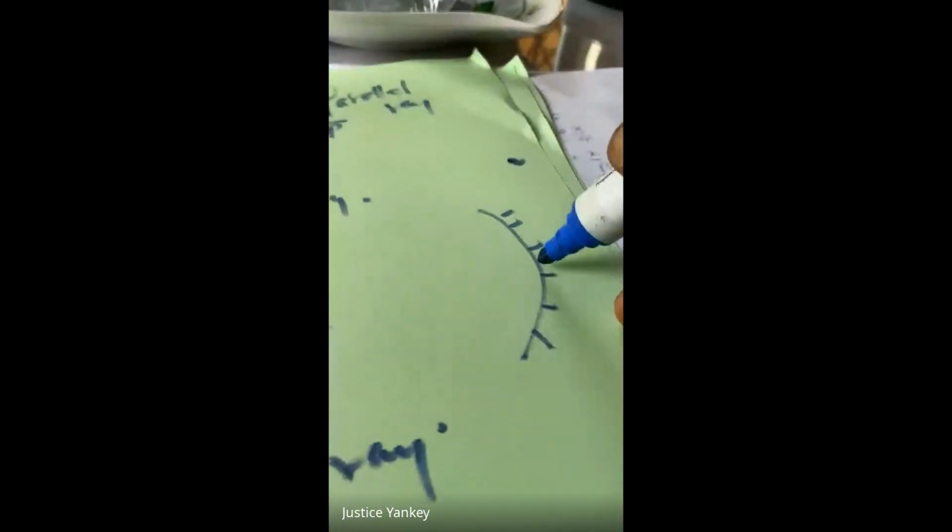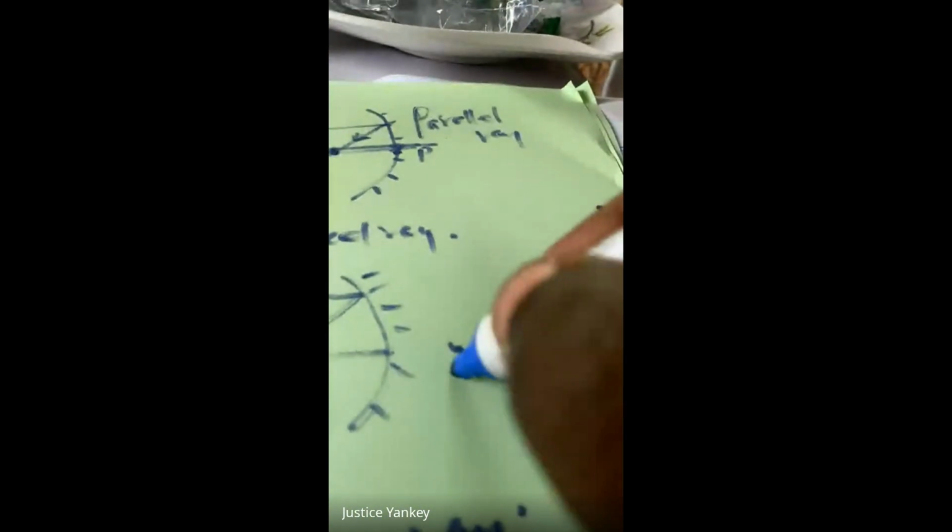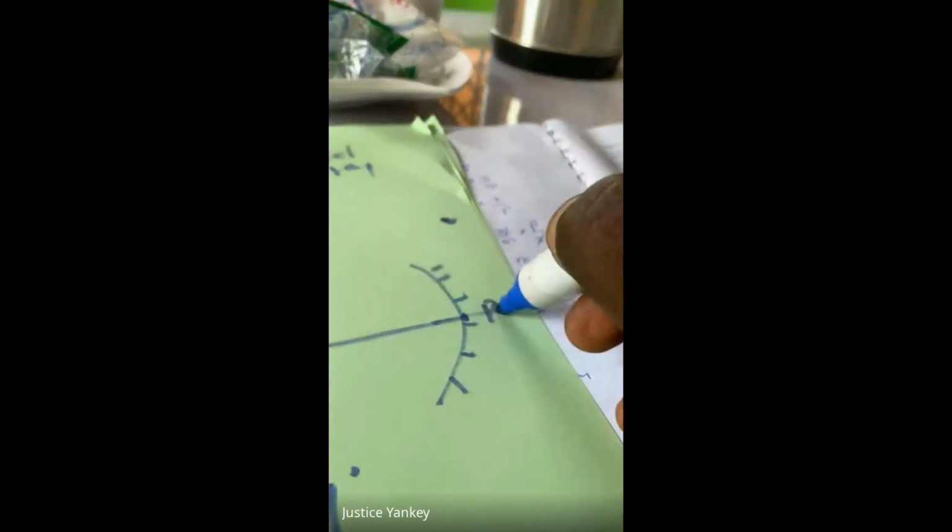The last of the rays is called the central ray. It is a ray that passes through the center of curvature. Central ray. So I'm drawing another diagram here. This is the pole. This is the center of curvature. And this is the principal axis.